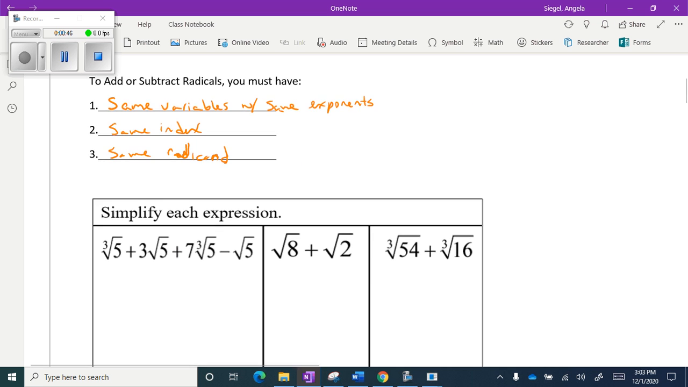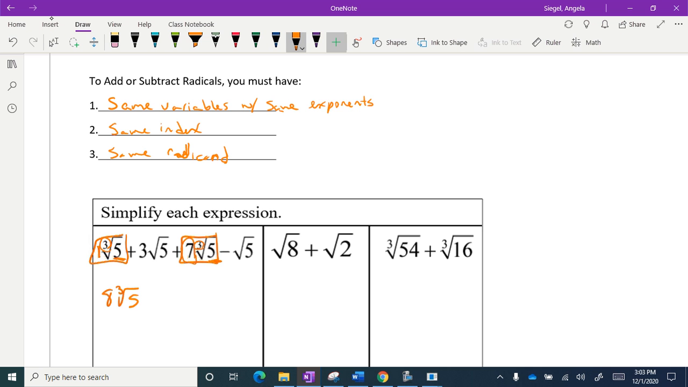Okay, so what this means is a like term would be these, because they have the same root, they have the same number underneath the root, and it doesn't matter that the 7's on the outside, because we can look at this as 1 cubed root of 5 plus 7 cubed root of 5 is 8 cubed root of 5.